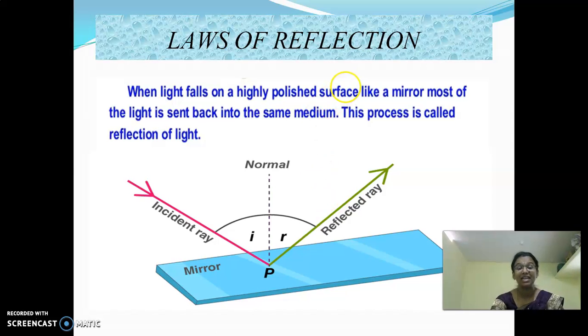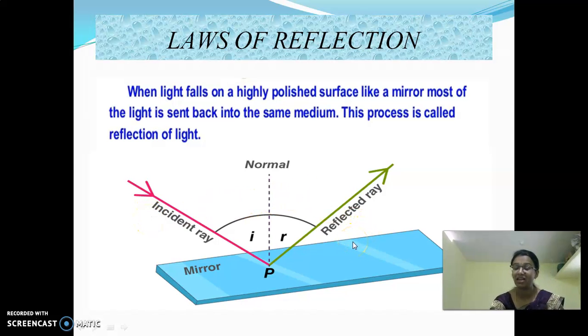Next topic is laws of reflection. We have a highly polished mirror surface. The light ray comes and falls on this mirror at a point P. After that, what happens? The light ray is reflected back from this point. The ray which comes is called the incident ray and the reflected one is called the reflected ray.